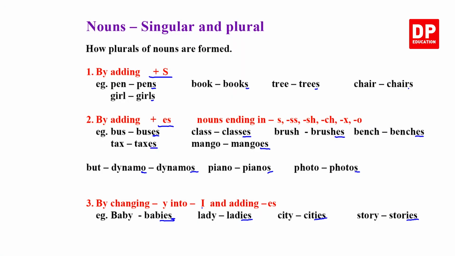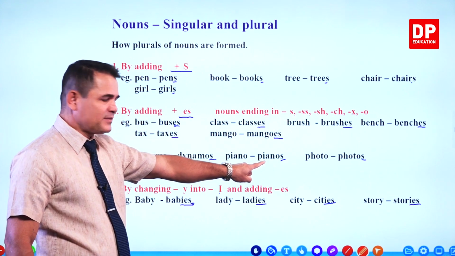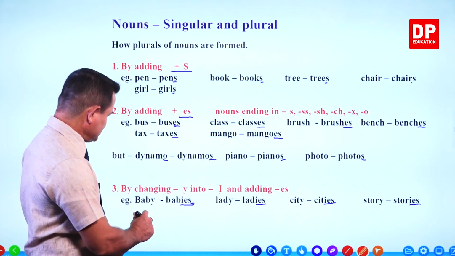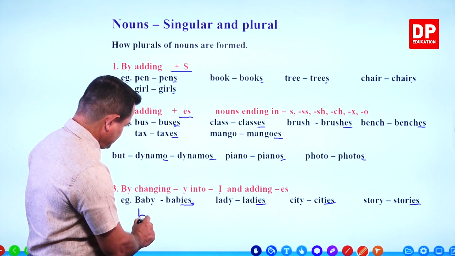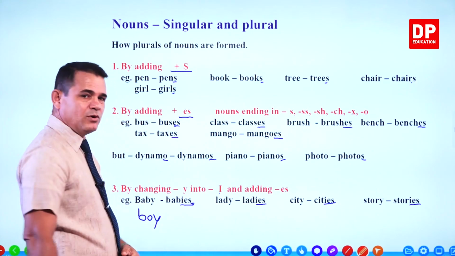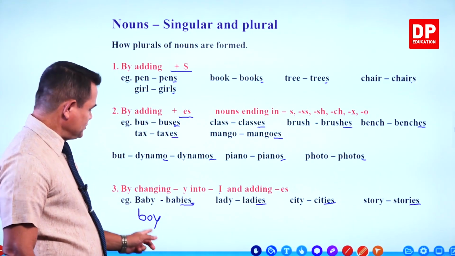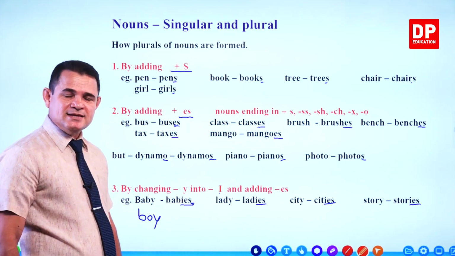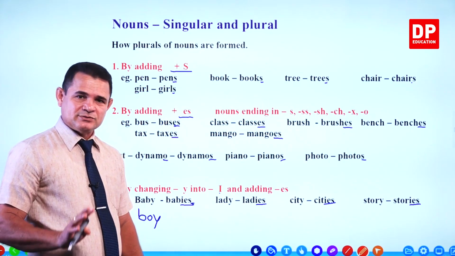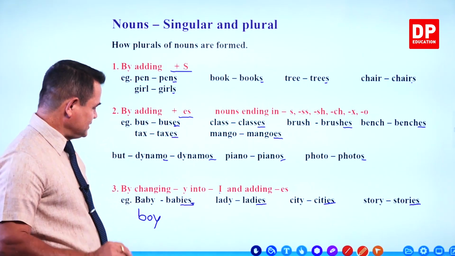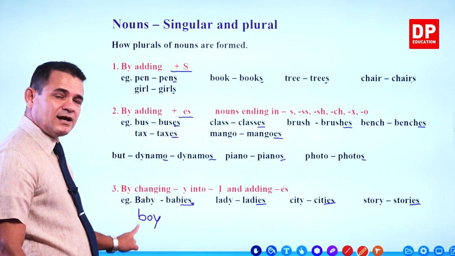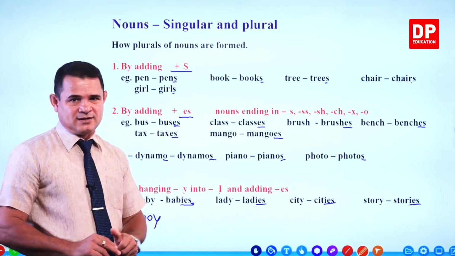Now earlier we noticed that some words ending in O did not follow that rule. It is the same here. Just have a look at this noun: boy. So how do you make the plural? Do we remove the Y and add IES? No. So this is the rule for that.